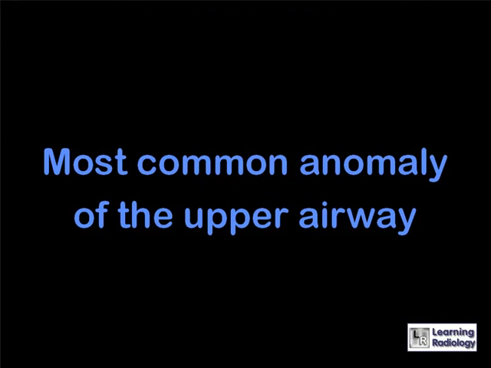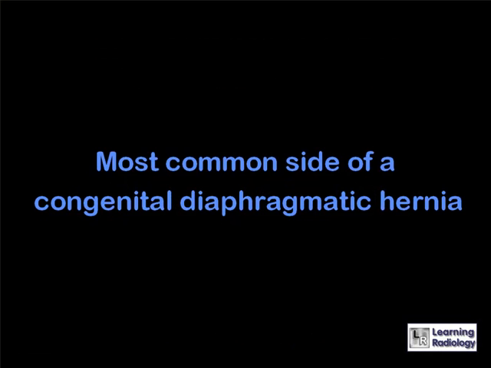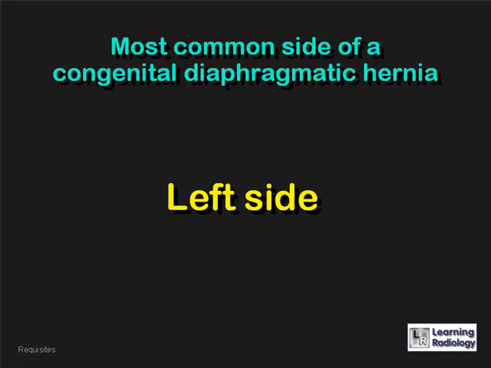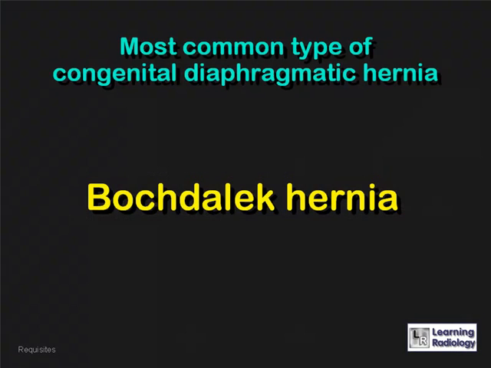What is the most common anomaly of the upper airway in a newborn? Choanal atresia. What is the most common side of a congenital diaphragmatic hernia? The left side. What is the most common type of congenital diaphragmatic hernia? A Bochdalek hernia.